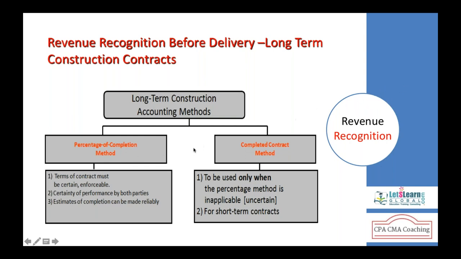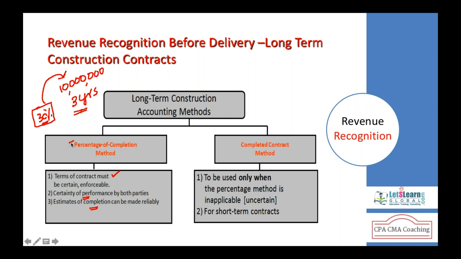When to use the percentage completion method? The percentage completion method should be used when the terms of the contract are certain, like the contract price is say $10 million, it is certain, and it is completed in 3 years' time. And we know what the degree of completion is. There must be certainty of performance by both parties, and the estimate of completion can be made reliably. Like when you say the first year is completed with 30% degree of completion, this has to be measured reliably. So we can see that 30% of revenue can be recognized.